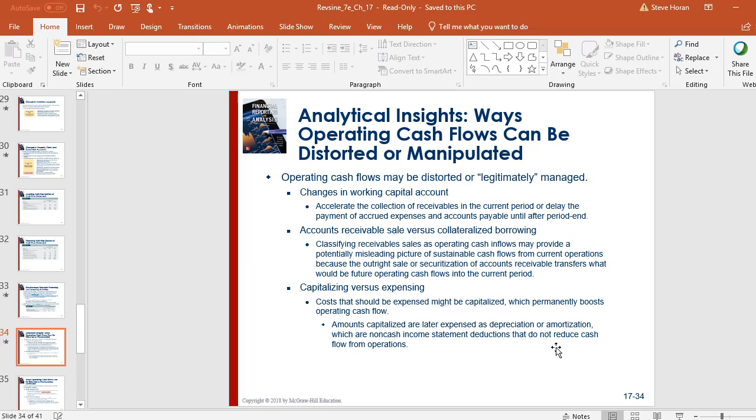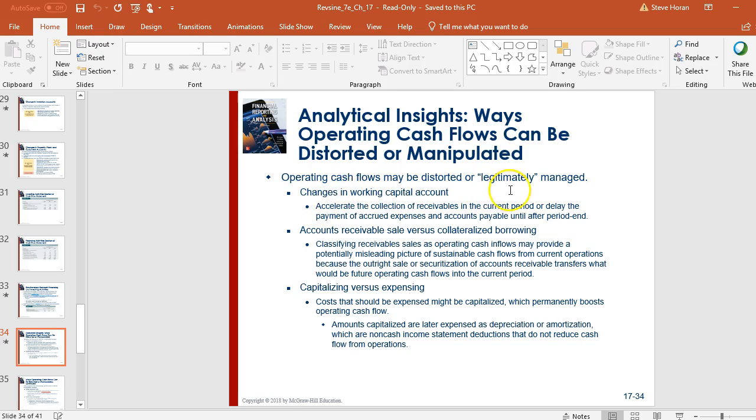So then some ways that, and this is where I think this class is unique from other classes, is we want to be very aware of what management can do to manipulate or distort its financial statements. We want to be aware of what those methods are. And this slide lays this out for us pretty well. Operating cash flows can be distorted or legitimately managed, and we have to be on the lookout for that.